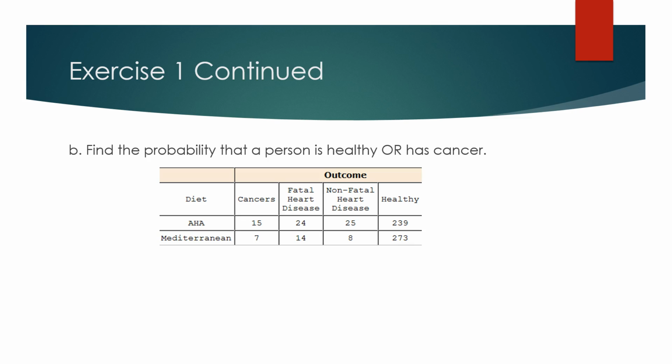This is where we're going to start to talk about our addition rule. Part B says find the probability that a person is healthy or has cancer. When you think about the addition rule removing overlap, here are the healthy people, and here are the people that have cancer. If a person had cancer, we wouldn't deem them as healthy. So what we'll find is that there'll be no overlap when we use the formula.